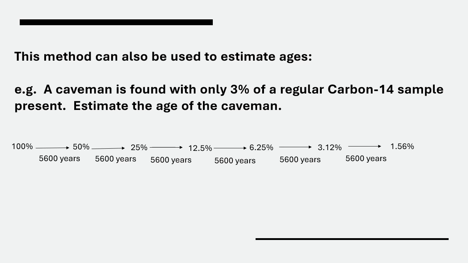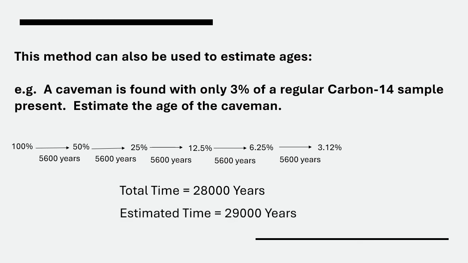Now that's actually too far, because it says in the question he's only got 3% left. So we can ignore the last half-life, because the 3.12 is much closer to his sample than the 1.56. So let's just ignore that last step and we'll stick with 5 half-lives. Now 5 half-lives is a total time of 28,000 years. But 3.12 is still a little bit bigger than 3%, so I might want to add an extra 1,000 years on just to bring the answer a little bit closer.